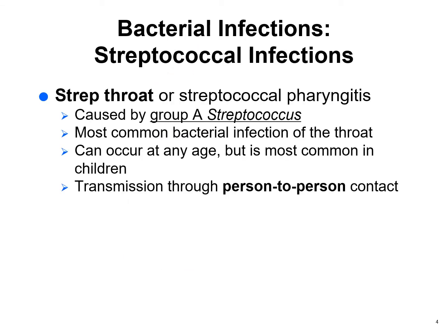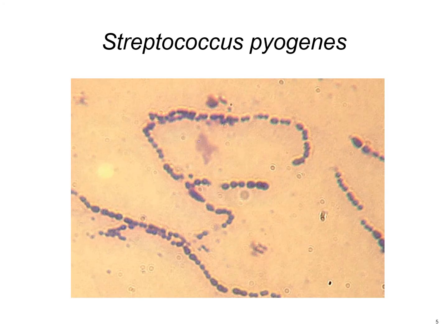Strep throat, or streptococcal pharyngitis, is generally caused by group A strep, and it's the most common bacterial infection of the throat. It can occur at any age, but is most common in children, and transmission is from person-to-person contact. And this is showing Streptococcus pyogenes.